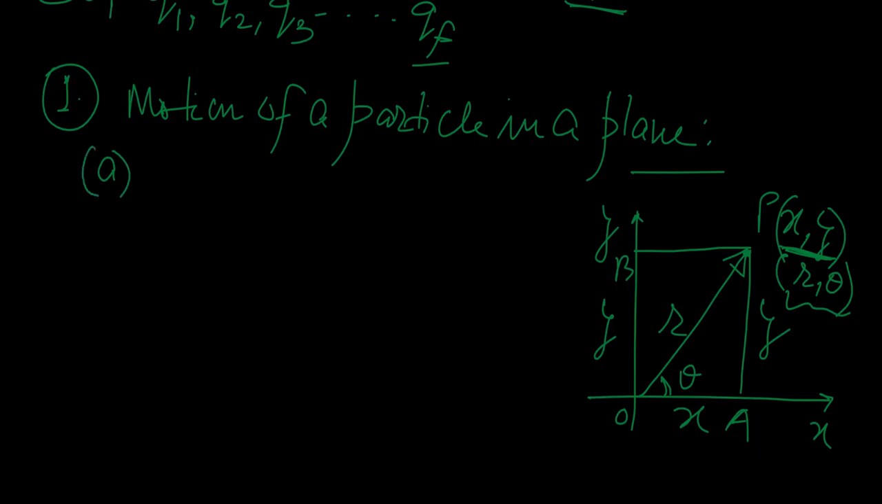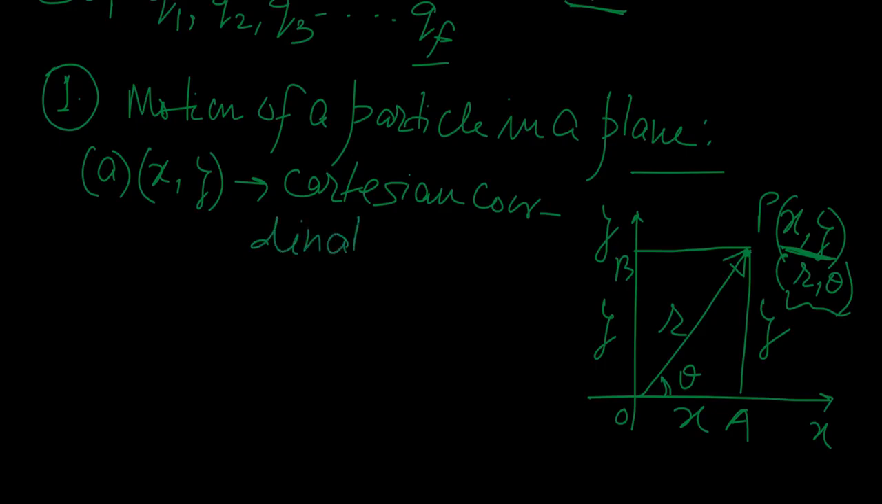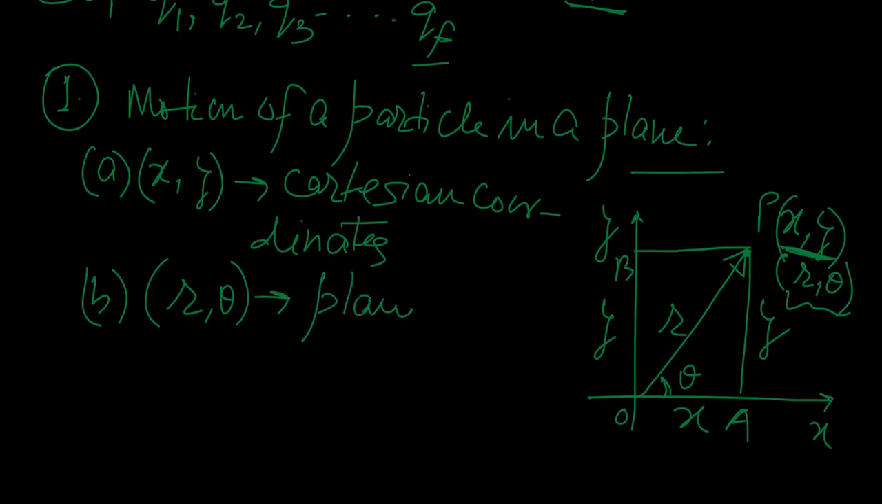So in this case, there are two sets of generalized coordinates. What is the first set? The first set is x, y, which are Cartesian coordinates. And another set of generalized coordinates is r theta. These are plane polar coordinates.